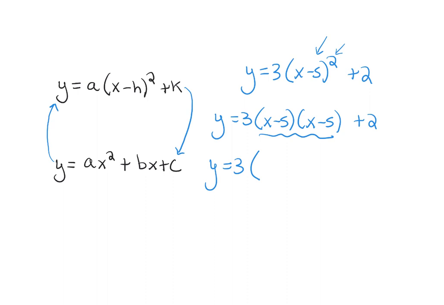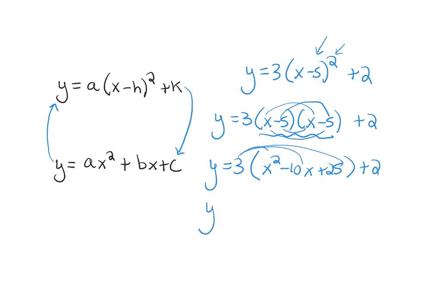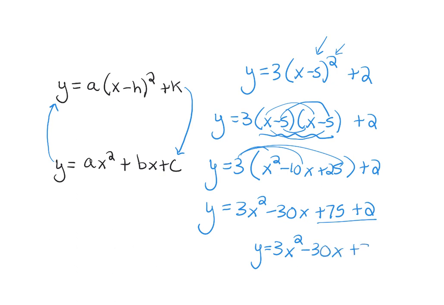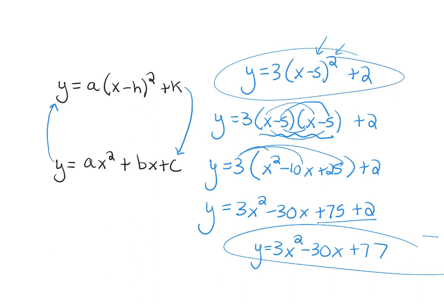Y equals 3 times x squared, minus 5x minus 5x is minus 10x, and then plus 25, plus 2. Distribute the 3. So y equals 3x squared minus 30x plus 75 plus 2. So y equals 3x squared minus 30x plus 77. So that's vertex form to standard form.